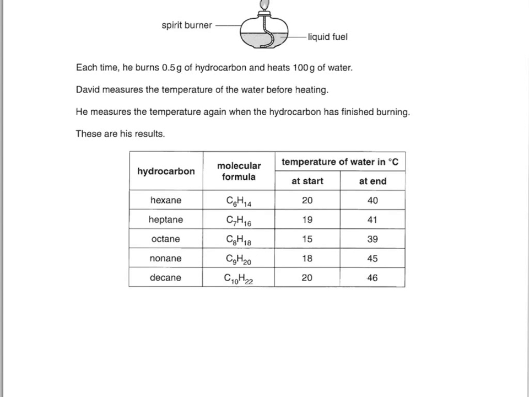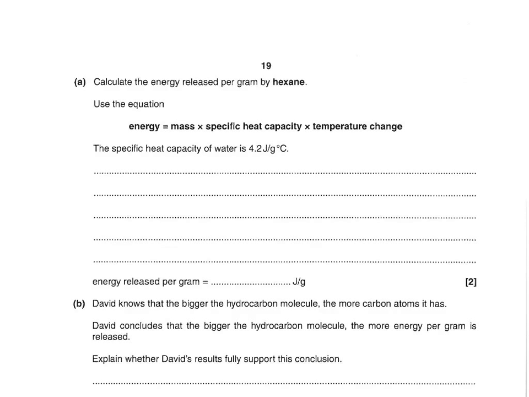So there's the results. So they want the energy release per gram by hexane. So they've given you the equation here, that's quite useful, but you need to remember that the mass is the mass of water heated, and that was 100 grams. So you've got the mass, which is 100 grams, you've got the specific heat capacity, which they've given to you, which is 4.2, and you've got to times that by the temperature change. Now it started at 20, and it went up to 40 for hexane, so that's a temperature change of 20.